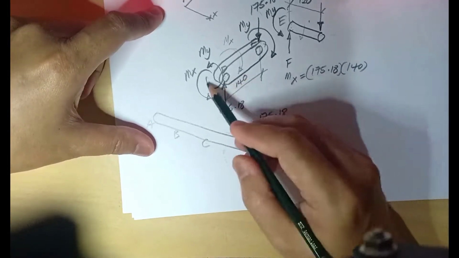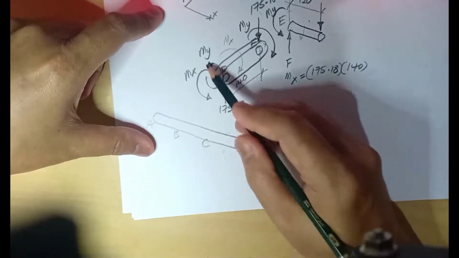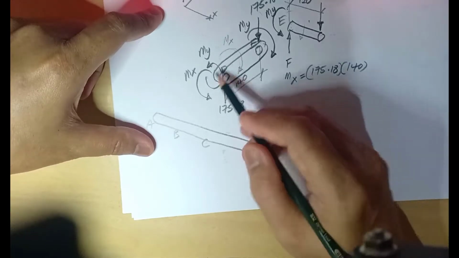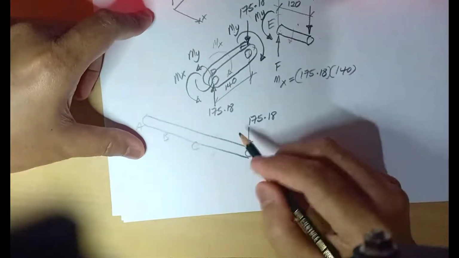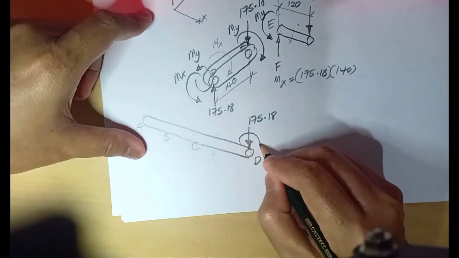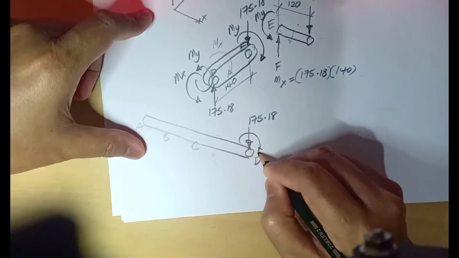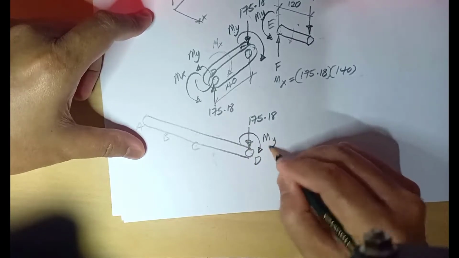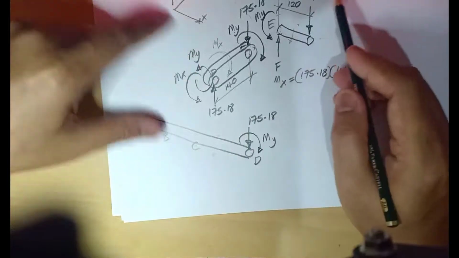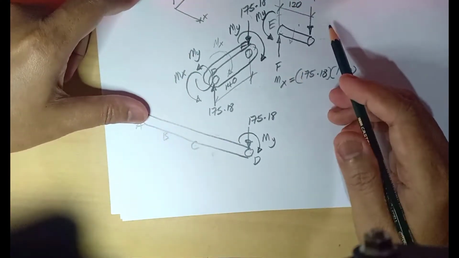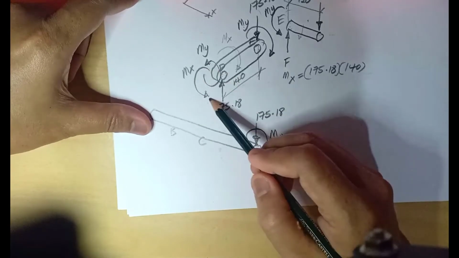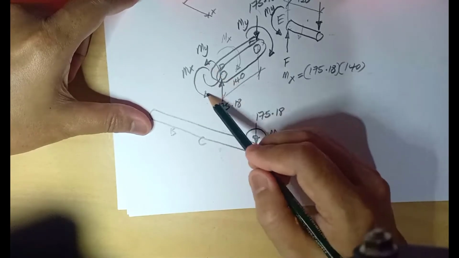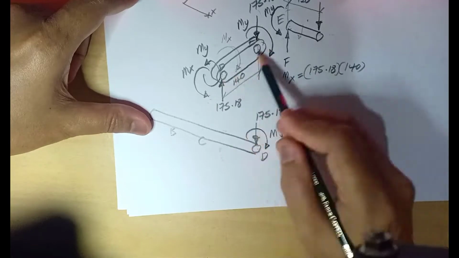At this moment Y, at D we have moment Y in this direction, but for the shaft you have to cancel out, so we go in this direction. So the moment Y at point D on the shaft should be like this, where your moment Y is 175 times 120. What about the MX? At D we have MX, where your MX is force times the distance 140.